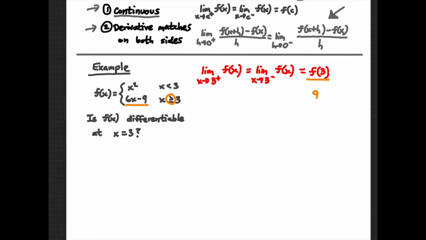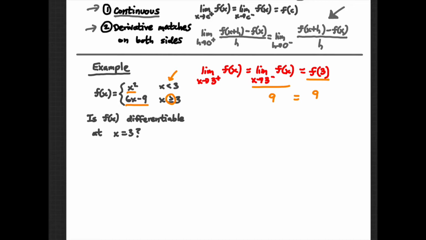From there, I'm going to find the next part, where it's the limit as x approaches 3 from the left. So I'm finding this part right here. Now, if you do that, we're going to have to use where x is less than 3, so we're going to use this first piece here for that one. So we're going to plug 3 in, square it, and you should get 9. So far, so good. 9 is equal to 9. Remember, all those three things have to be equal in order for it to be continuous at 3.